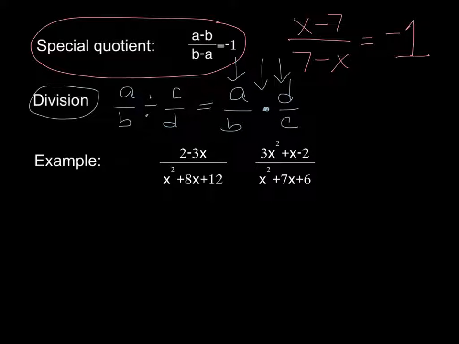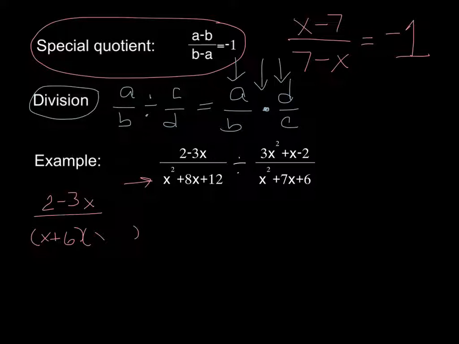All right, we've got 2 minus 3x divided by x squared plus 8x plus 12 divided by 3x squared plus x minus 2 divided by x squared plus 7x plus 6. As always, we still need to factor. So I'm going to start by just rewriting my first numerator, 2 minus 3x, and I'm going to factor this expression, two things that multiply to 12 that add to 8. We will get x plus 6 and x plus 2.